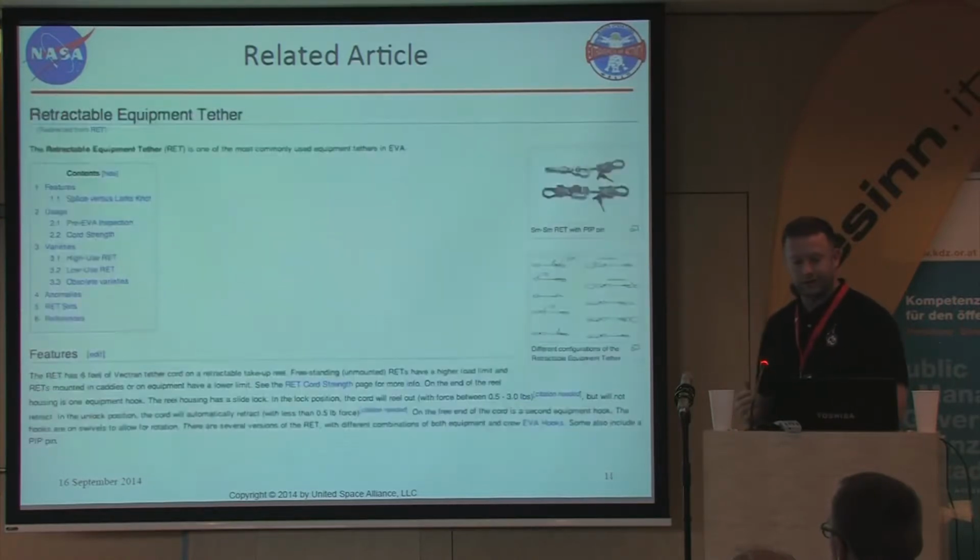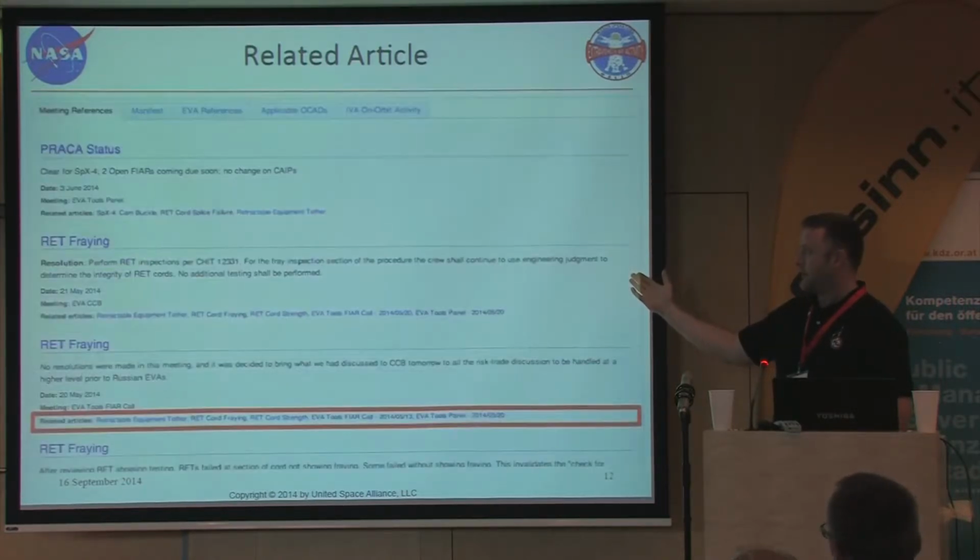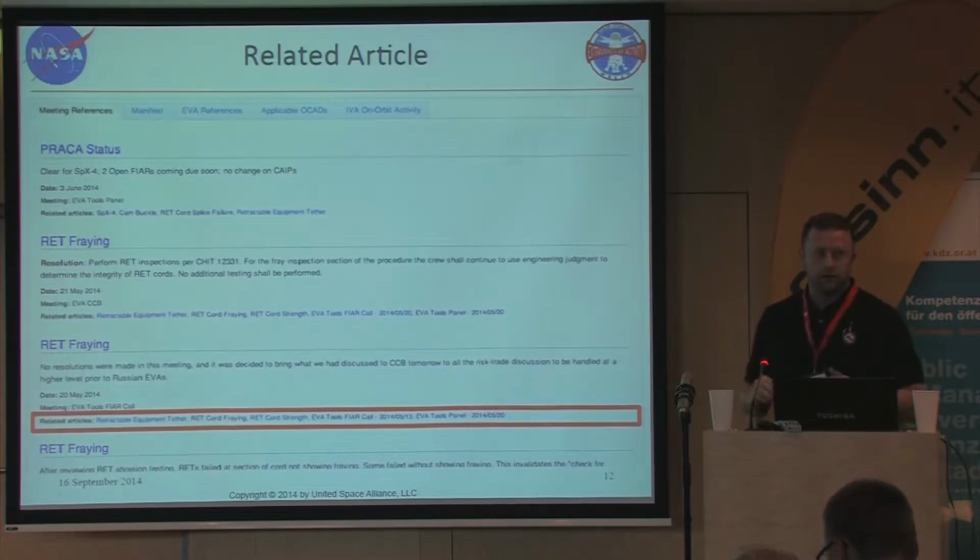Where we make use of this is if you go to the hardware page, the retractable equipment tether page, now every page at the footer has a simple query to pull in all of the meeting references. So every meeting that is tagged with related article, retractable equipment tether, shows up here in a list. Now actually we limit it to 10 and then have a link off to a separate page if you want to go view older meetings.